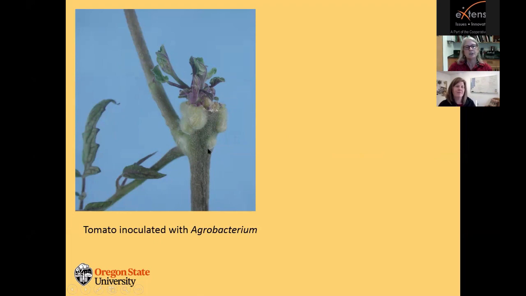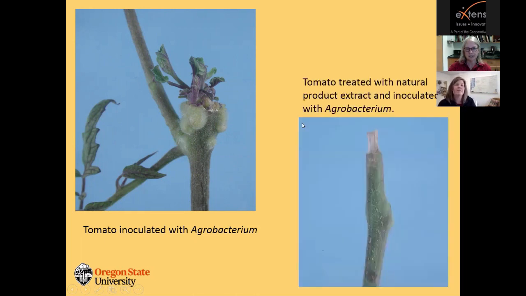What we did is we took a growing tomato, cut off the stem, applied the product, and then applied the Agrobacterium. And this was the control where the product was not applied. This is just our pathogenic bacteria. And then here's what we got when we treated with the natural extract first and then inoculated with Agrobacterium. It's like, whoa, there's no galling at all. There's a little bit of a dieback at the top here, but we didn't see that with chrysanthemum, so that might be something specific to tomatoes.